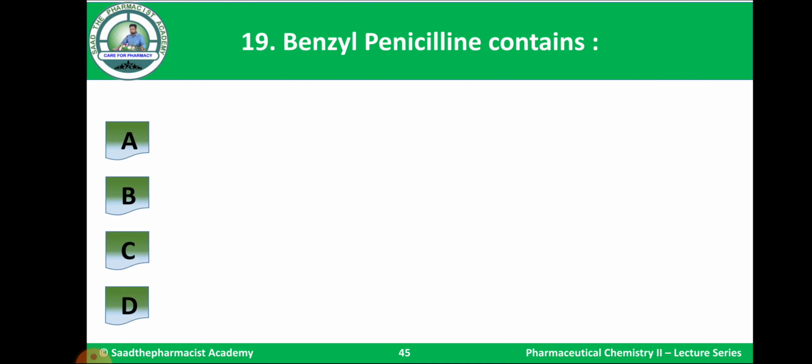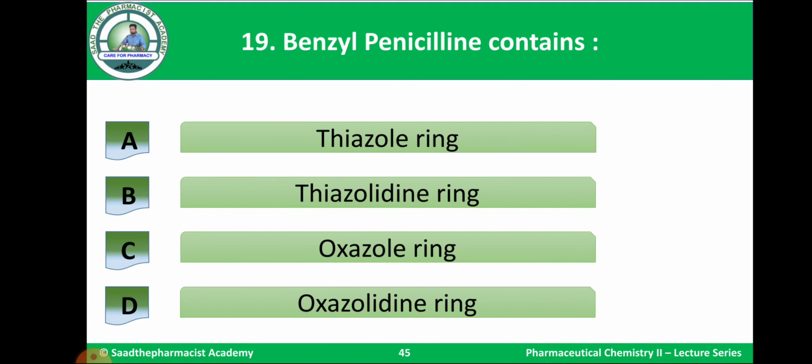Question number 19. Benzyl penicillin contains, and the options for this question are A. Thiazole ring, B. thiazolidine ring, C. oxazole ring, D. oxazolidine ring. And the correct answer for this question is thiazolidine ring. You have seen the structure of benzyl penicillin. In that, thiazolidine is the heterocyclic ring that is present in the structure of benzyl penicillin.